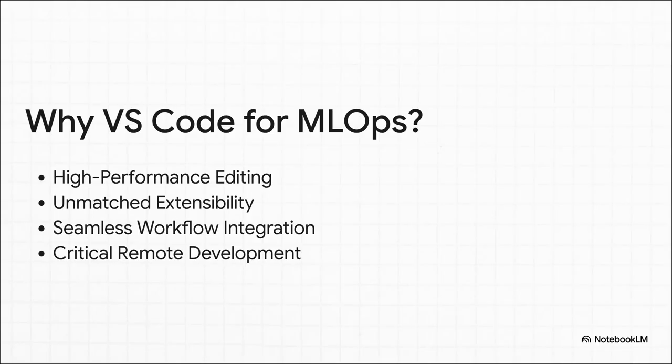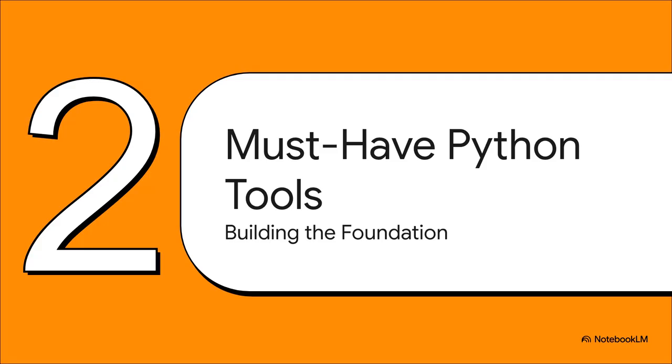First, you get this super smart, high-performance editor with fantastic code completion. Then you have this massive marketplace of extensions, which is where the real magic is. It all ties together with an integrated terminal and Git for a seamless workflow. But the real killer feature for us? Remote development. Seriously, this one is huge, and we'll see why in a second. All right, enough talk. Let's start building this thing.